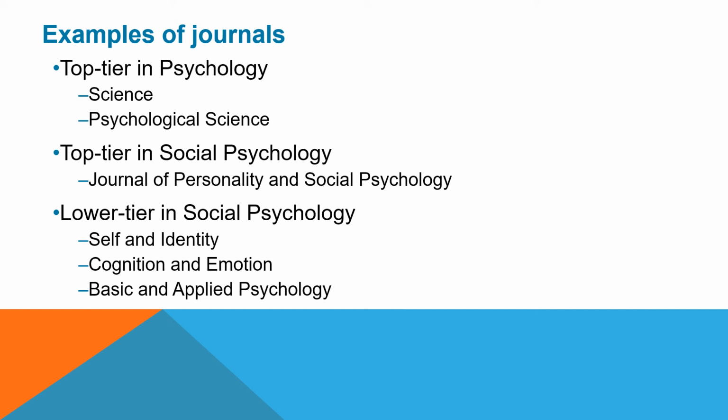So self and identity, cognition and emotion, and basic and applied psychology are all examples of social psychology journals that are still peer-reviewed, that are still high quality, but are going to be slightly less competitive than the Journal of Personality and Social Psychology, and as a result have a slightly lower readership. And so those are different tiers of journals, just so you can kind of get to know that structure a little bit better. That manuscript that is currently under review that I told you about earlier is for the Journal of Cross-Cultural Psychology. So I will let you know once I hear from them.